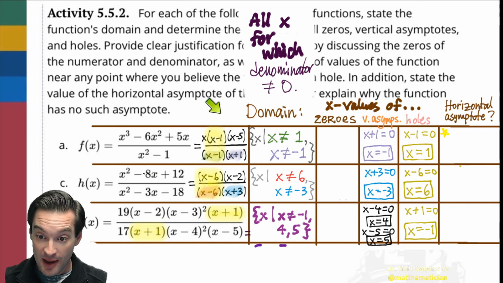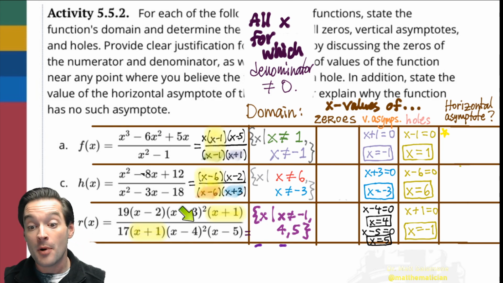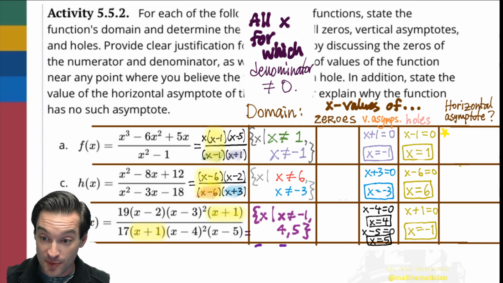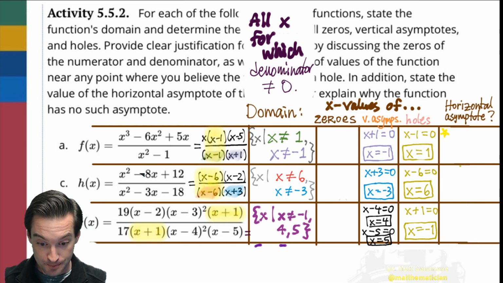And that's what happens whenever this x plus 1 is equal to 0, whenever this x plus 3 is equal to 0, or whenever this x minus 4 or that x minus 5 are equal to 0.